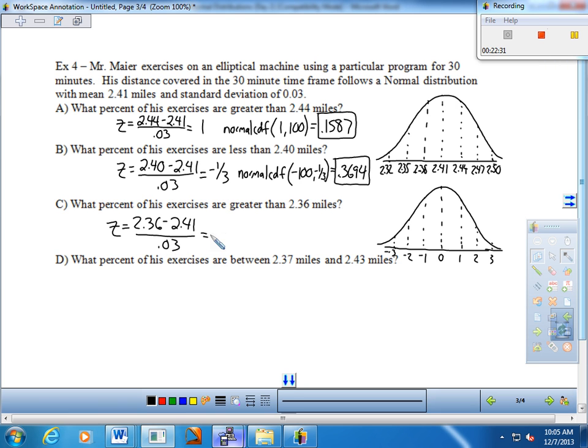If you do this, just to save ourselves a little time and energy, this looks like a -5/3 if I see it correct. So again, we're looking for a z-score of -5/3, and we're looking for all the observations to the right of that. So rather than using the table and having to make interpretations, let's just do our normal CDF. Lower bound is -5/3. Upper bound, let's just do 100, and it should work.